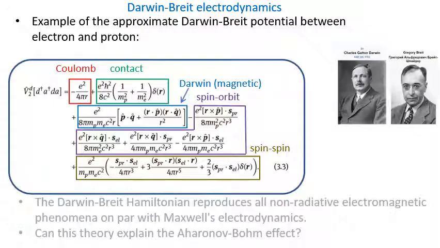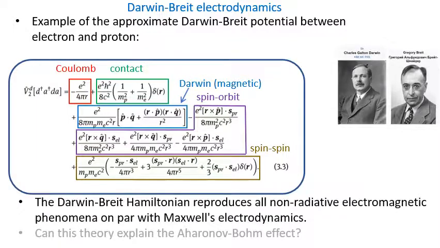Here is an example of the interaction potential between electron and a proton. We have derived this formula in lecture 7. We also mentioned there that this theory can explain all low-energy electromagnetic phenomena. It is also possible to take into account radiation effects, but for that one has to invoke higher perturbation orders.